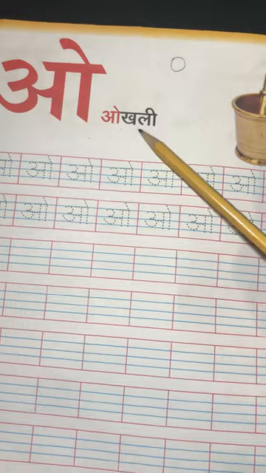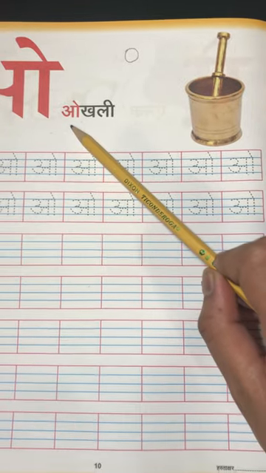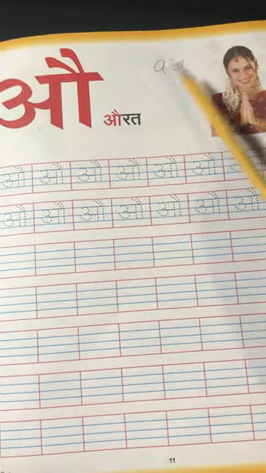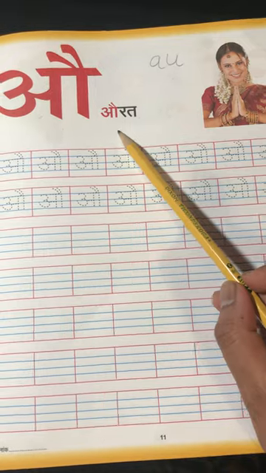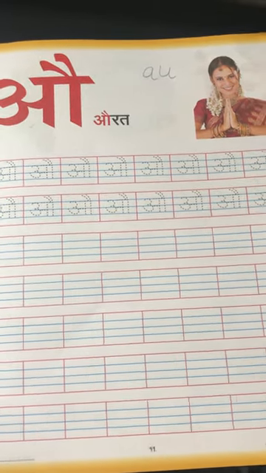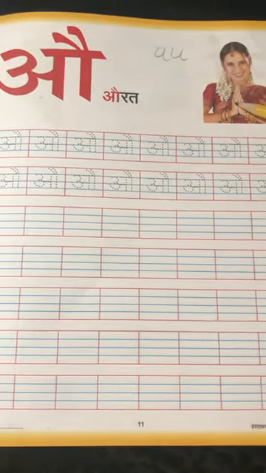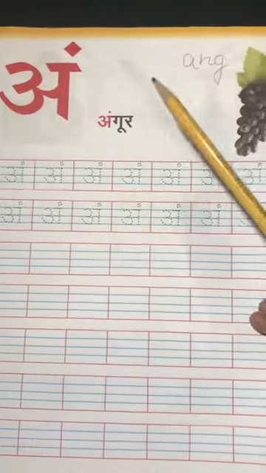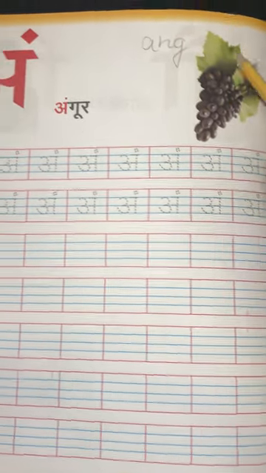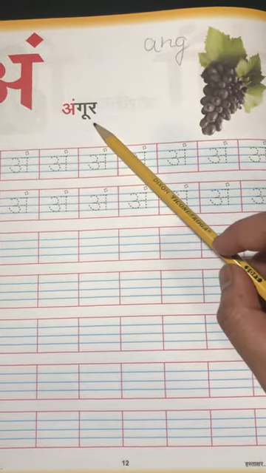O. Oakley. Let's repeat. O. O. Oakley. Au. Au. Aurat. Aurat. So, what's aurat saying to you? Namaste. Say it, namaste. Let's move on to the next. Ang. Ang? What's that? Yes, angur. Ang? Angur.